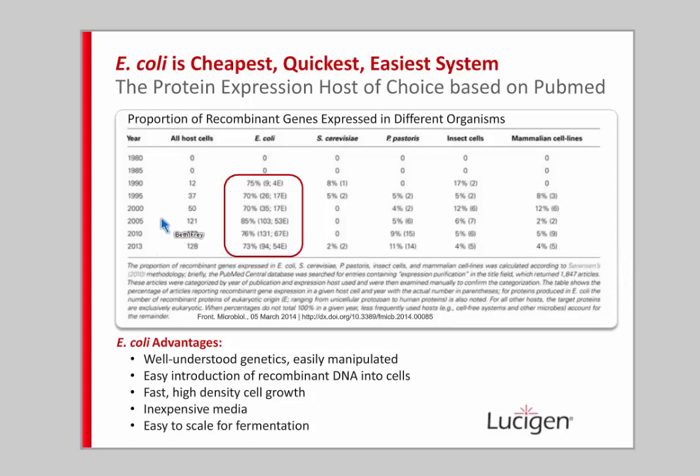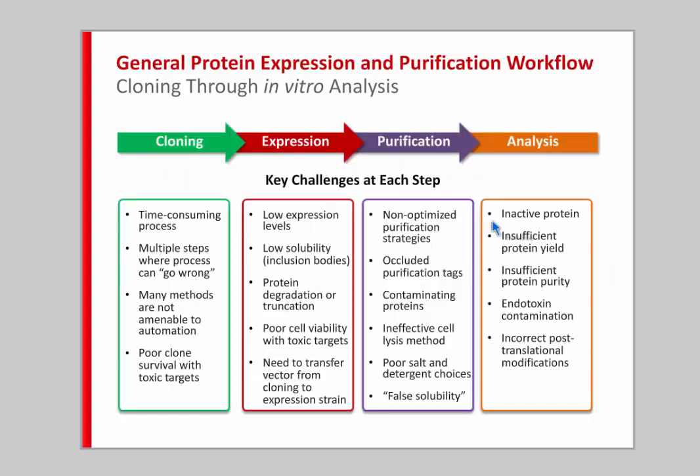And this is due to unique advantages that E. coli offers, namely the well-understood genetics, the ease of cell transformation with foreign DNA, high-density cell growth in relatively inexpensive media, and the ease to which the growth can be scaled for large-scale protein production. However, the workflow of expressing recombinant proteins in E. coli is not without challenges, as we all know.